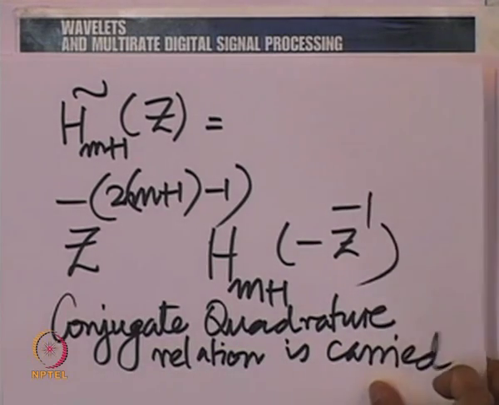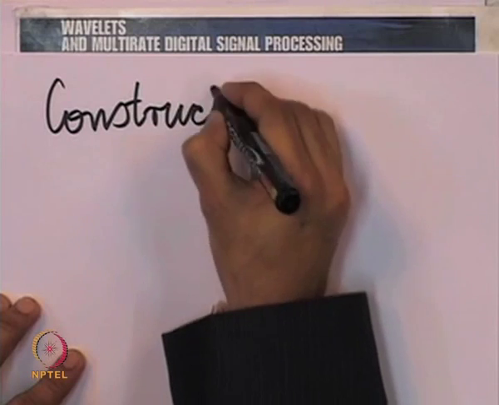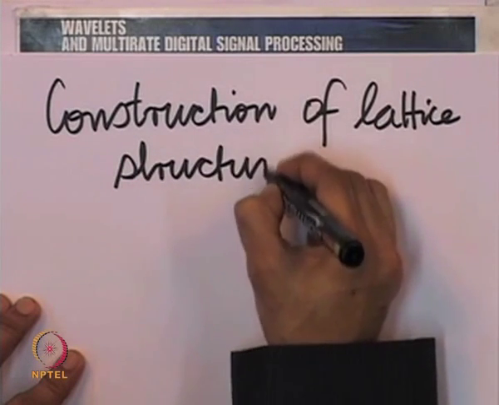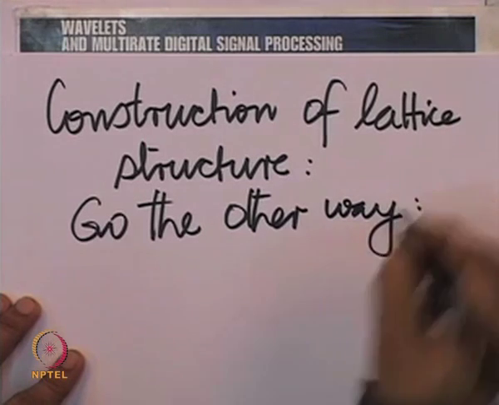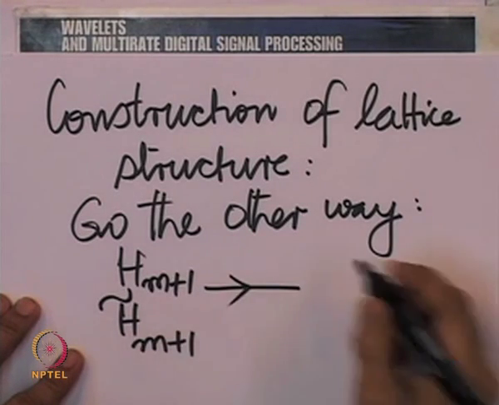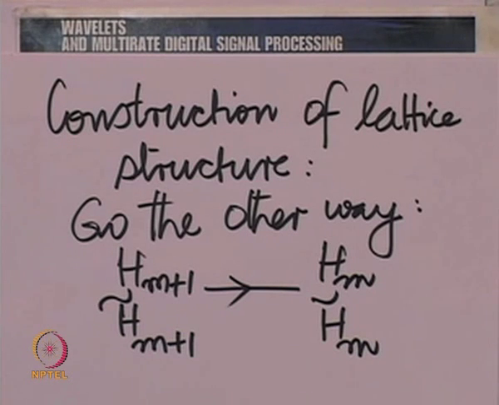Now, what we want to do is to go the other way. So, our construction of a lattice structure essentially means go the other way, from H_{m+1} and H_{m+1} tilde to H_m and H_m tilde. Now, towards that objective, we need to write down the recursive expression, the inductive expression again. That would give us a clue how to go backwards. So, let us write down the inductive relations once again.